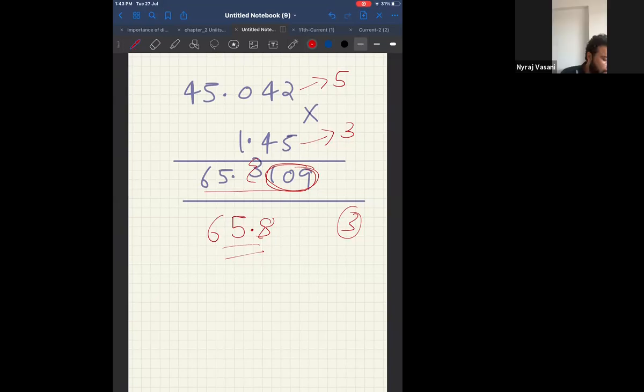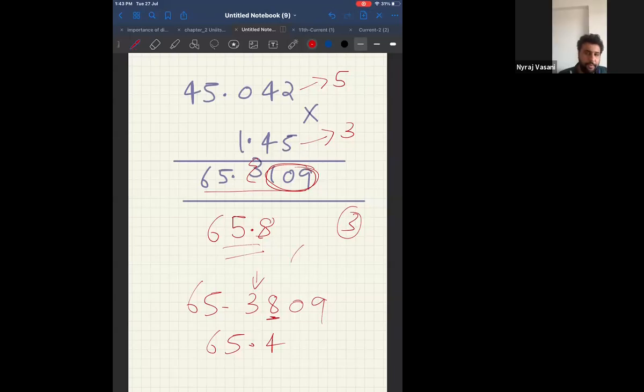I will clear it out. If your answer was 65.3809, then my answer would be 65.4 because this number is greater than 5. Understanding? So this number does not matter.